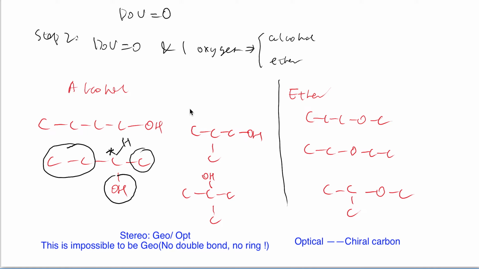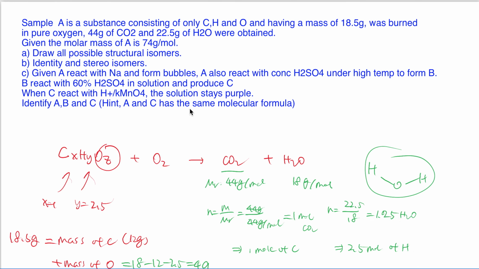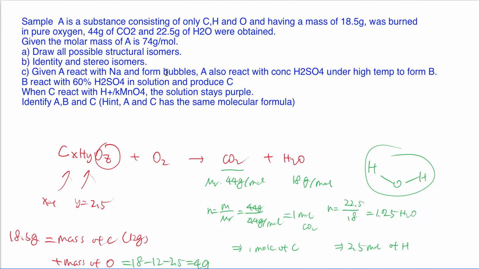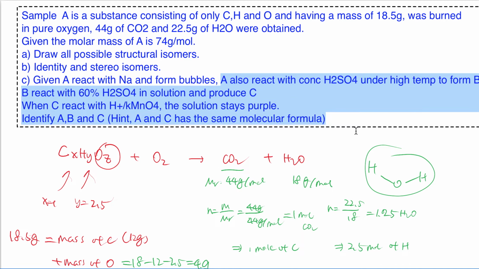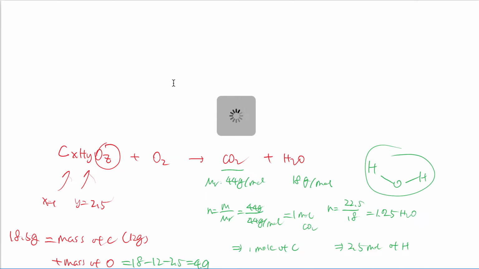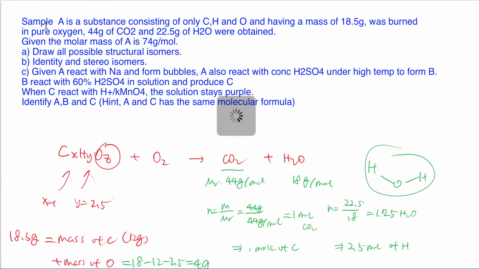Now let's read the rest of the sentence. I will turn to the next page and we will read it together. So the first part about sodium just tells you it is alcohol. So you only have 4 possibilities now.